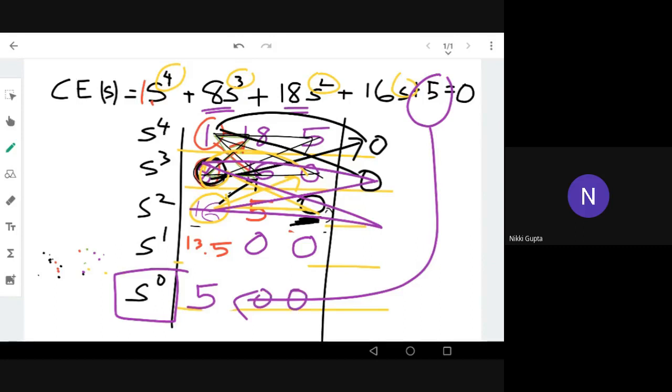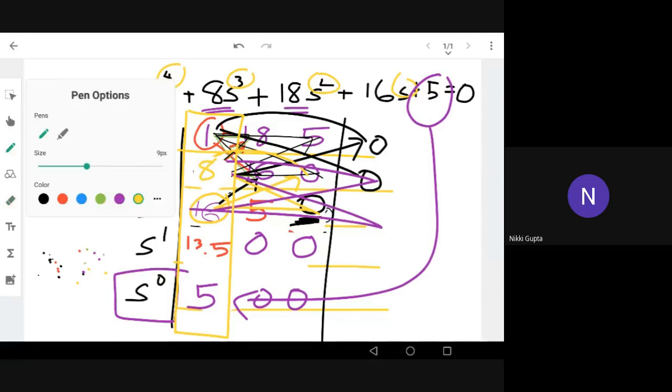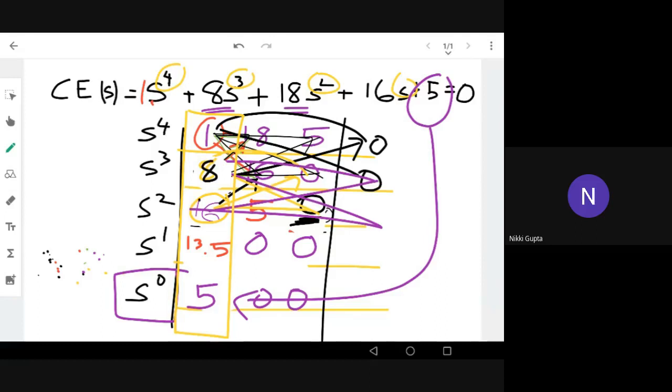Fine. Now we can see what the first column comprises of: 1, 8, 8, then 16, 13.5 and 5. All these elements are positive, so there is no sign change. So we can say the system we are concerned with, with characteristic equation s raised to 4, s cube, 8, 18 s square, is a stable system. There are no poles on the right side of the s plane. So this is the mechanism, and we have already found this system is stable.